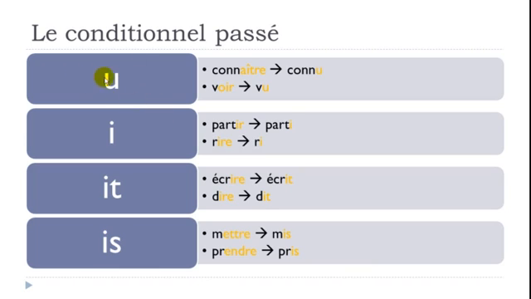So subgroups here, talking about the ones ending with U, okay? For example, connaître, to know, will become connu, okay? Voir, to see, will become vu, okay? Ending with I, partir will become parti. Partir is to leave. Rire, to laugh, will become ri, okay? The ones ending with T, like here, écrire, to write, écrit. Dire, to say, dit. Getting tired. And then with S, mettre will become mis. Mettre means to put. Prendre, to take, will become pris. Okay? So here you've got the past participles, les participes passés, of these verbs here. Okay?